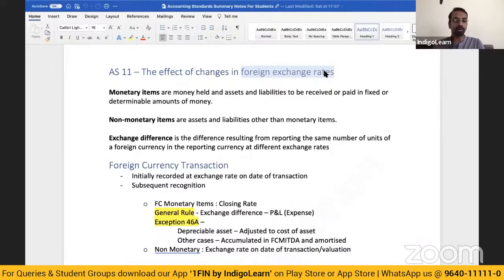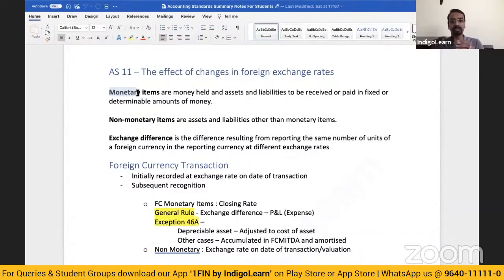Before moving on to the accounting aspect, we need to understand two critical terms, which are monetary items and non-monetary items. These are basically classifications of assets and liabilities. What do I mean by monetary item? Something which is fixed in money terms, meaning you can tell for sure what amount of money you would realize if you sell off that asset, or the money that you need to pay to settle a liability.